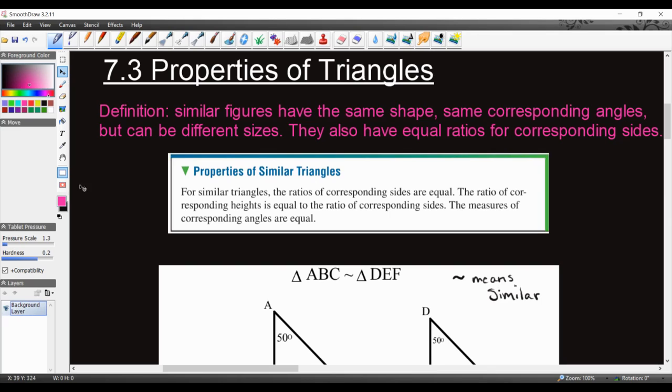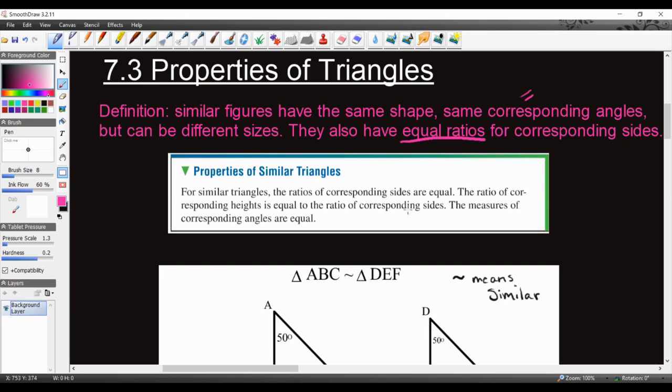First of all, we have this definition that similar figures, in general, have the same shape, they have the same corresponding angles. In other words, the corresponding angles are equal to each other, but they can be different sizes. So you can have a mini-me version of another figure. They also have equal ratios for corresponding sides, and this is one of the bigger things we're going to be talking about, looking to find.